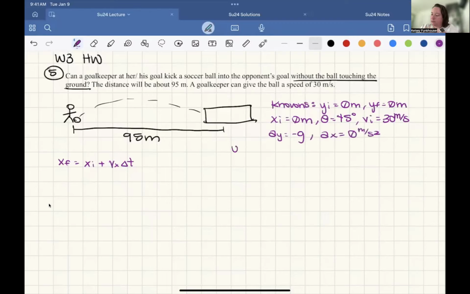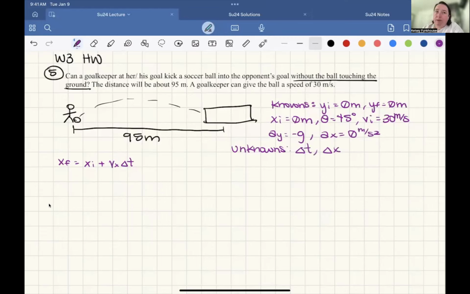And unknowns. We don't know the total time, and we don't know the displacement in x. We're trying to find out if that's 95 meters or not. But if we look just at this equation here that I already wrote, it looks like we need to know the time in order to find the final position in x, which is pretty typical for projectile motion.